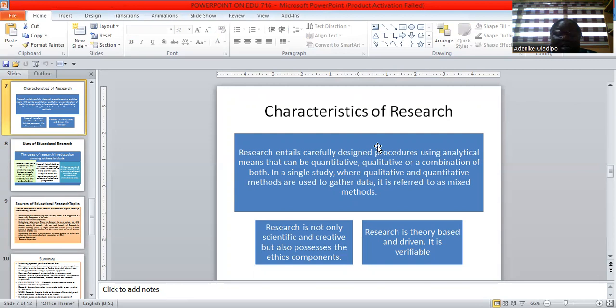Characteristics of research. Research is not only scientific and creative, but also possesses an ethical component. There are certain ethical components that must be observed when you carry out a research. Research is theory-based and theory-driven. When you carry out a research, you must have a theoretical framework upon which the research is anchored. Research can also be verifiable.